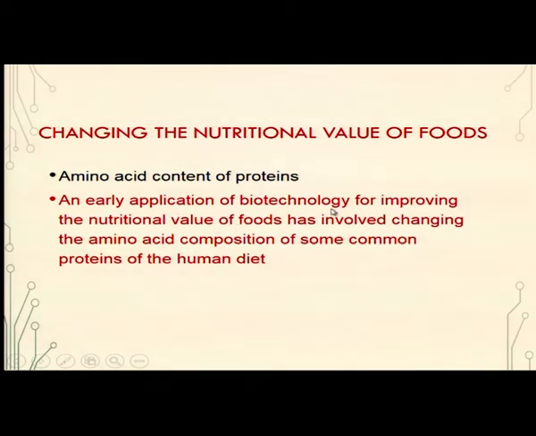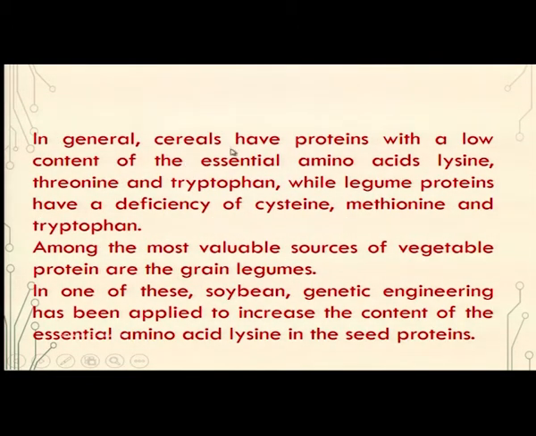An early application of biotechnology for improving the nutritional value of food has involved changing the amino acid composition of some common proteins of the human diet. In general, cereals have proteins with a low content of the essential amino acids lysine, threonine, and tryptophan, while the legume proteins have a deficiency of cysteine, methionine, and tryptophan. Among the most valuable sources of vegetable protein are the grain legumes. In one of these, for example soybean, genetic engineering has been applied to increase the content of the essential amino acid lysine in the seed proteins.